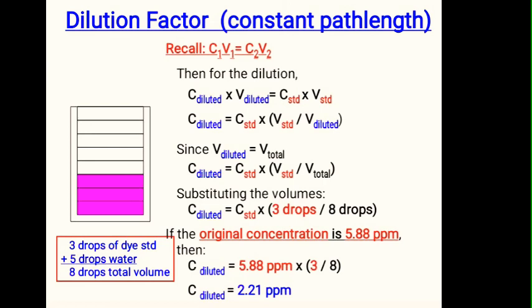If the original concentration is 5.88 ppm, parts per million, then C diluted = 5.88 ppm × 3/8. So C diluted = 2.21 ppm.